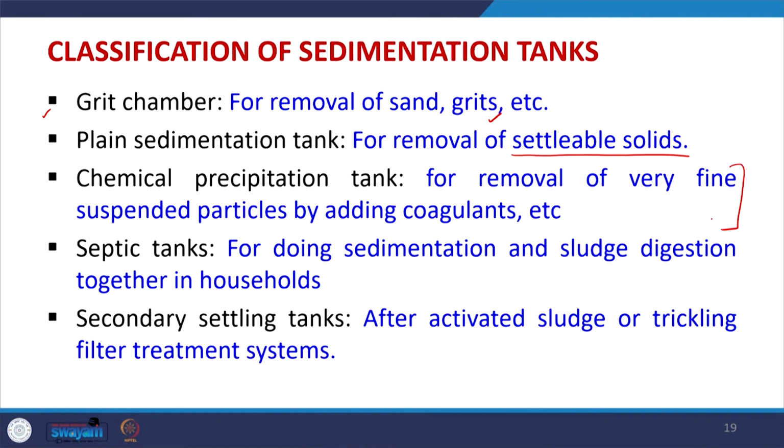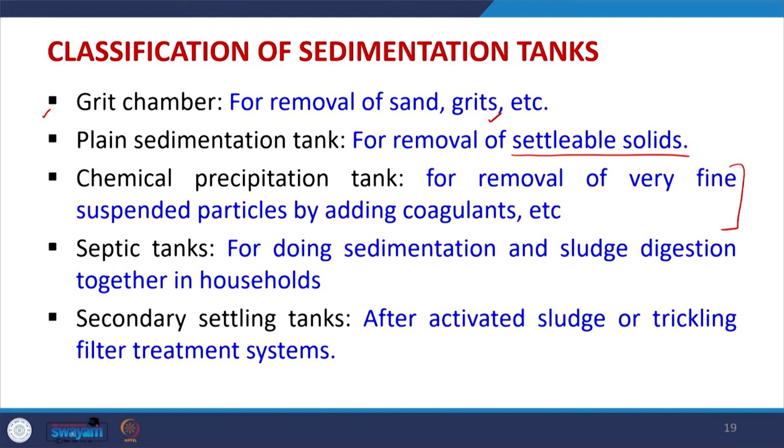Now, after that a chemical precipitation tank will be there. So, that will remove fine suspended particles by adding coagulants or flocculants. So, under that condition the flocculant settling regime may be there. So, we have to adopt the method that we have studied in the previous class for designing such systems, and also it is possible that if the slurry concentration is still high, we can use the hindered settling approach for the same.